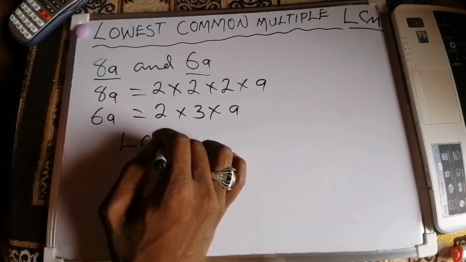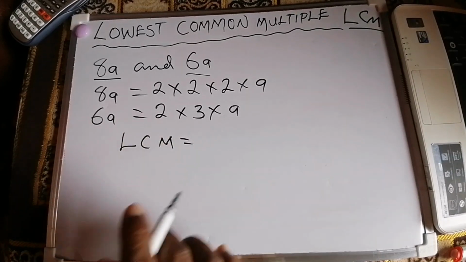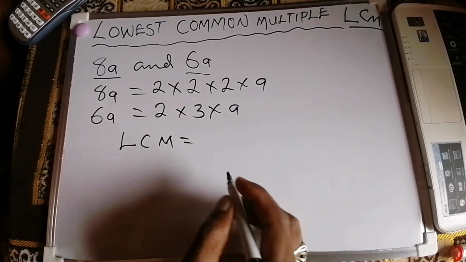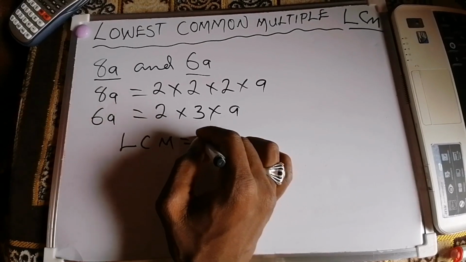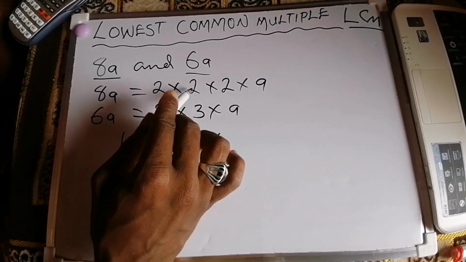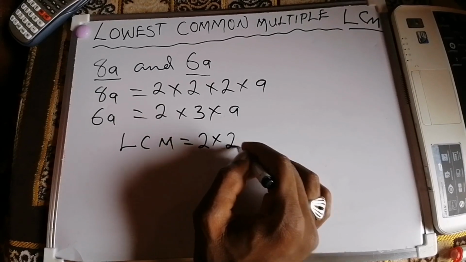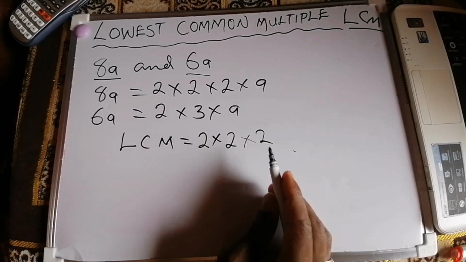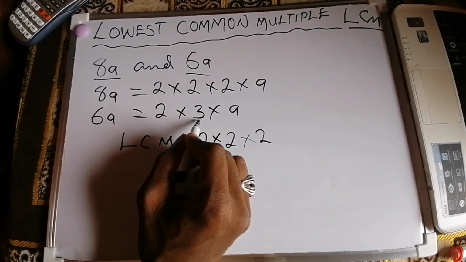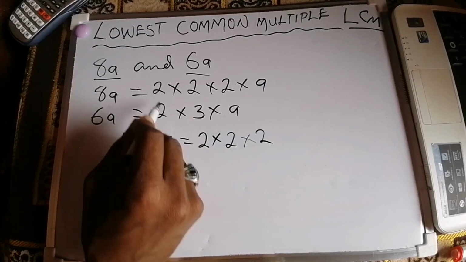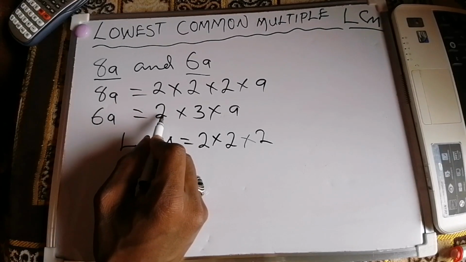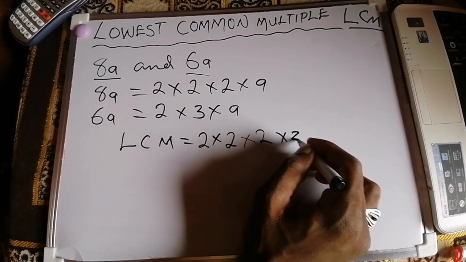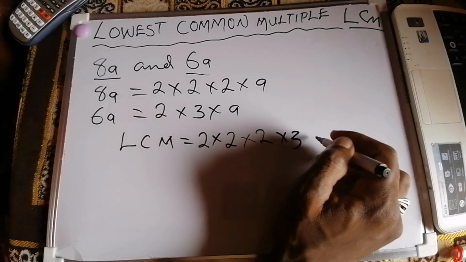So our LCM equals, here we have 2, here we have 2, so we are going to take only one, 2. So 2 times, here we have 2, again we are going to take 2. And the other one we have 2, we are going to take 2. So we are going to jump these two, since they are alike. So we are not going to take these two. We are going to take the next number, which is 3. So times 3, then times a.